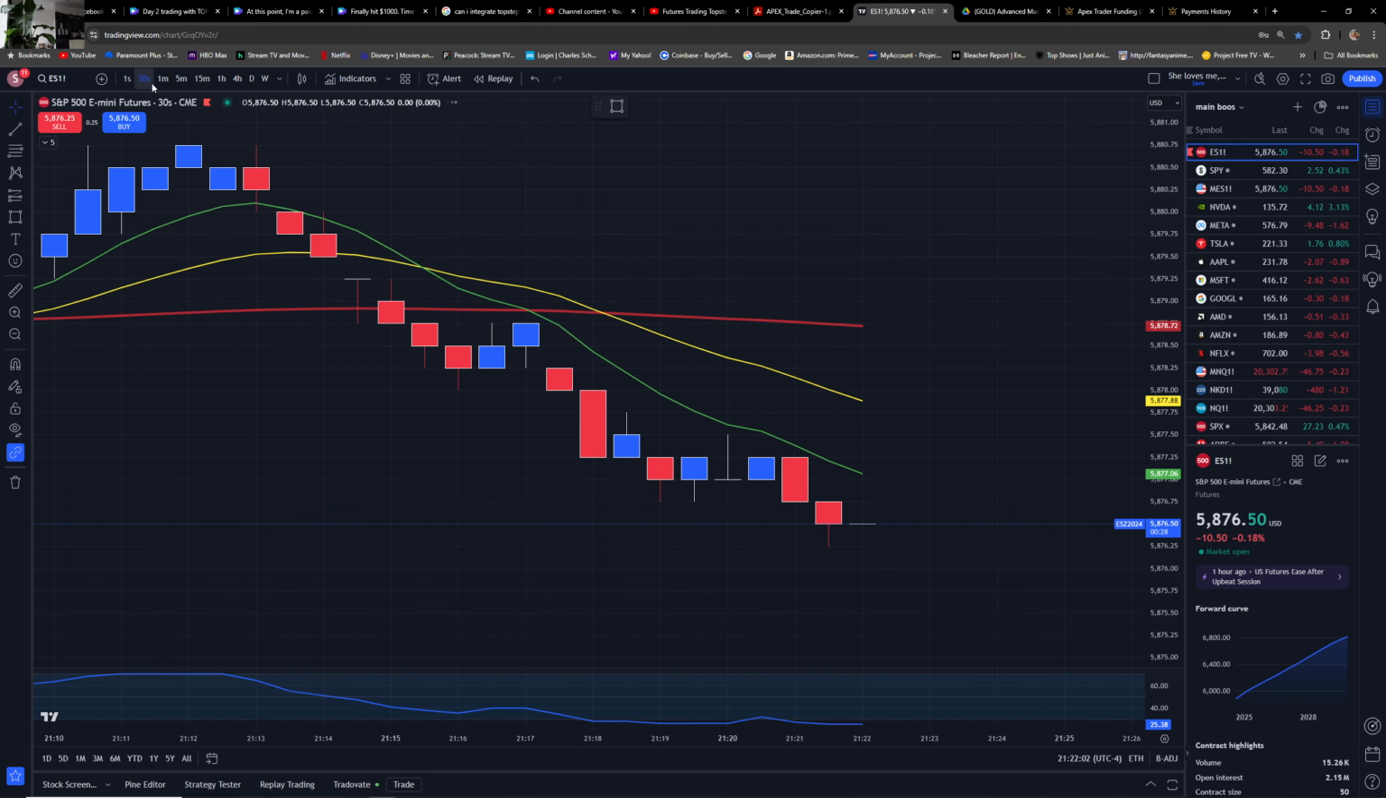If I go to the 30-second, you'll see we actually get a lot more reaction towards this 200 EMA than you think. And then we get all of this push to the downside, and that's about $8. I hope that explains it.